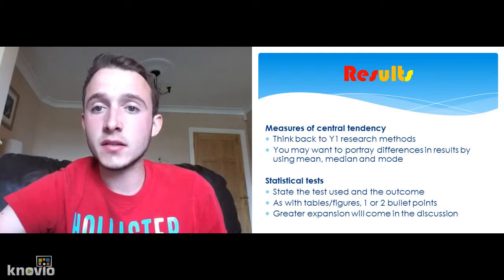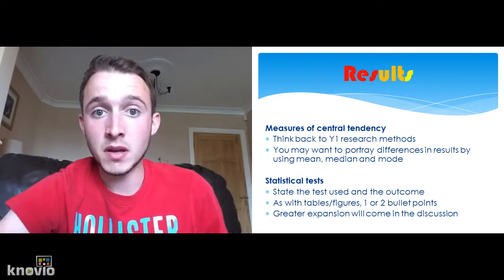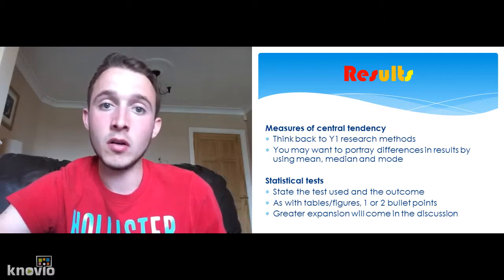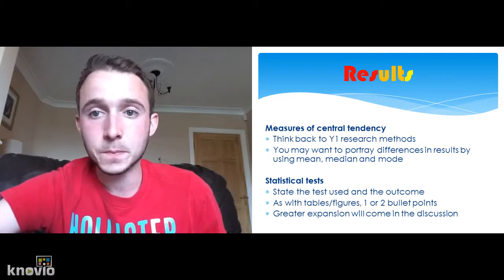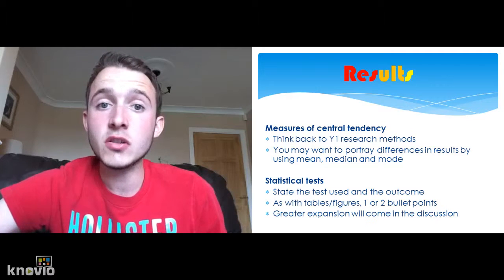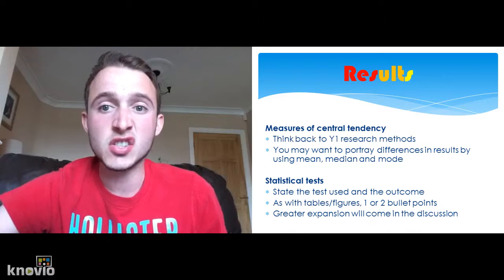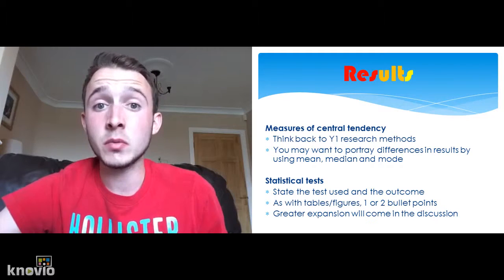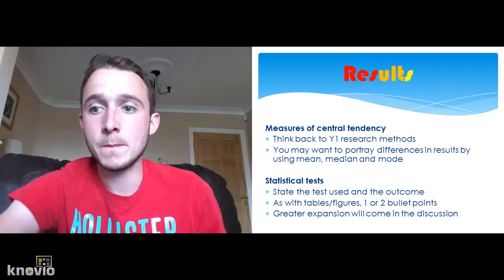Then we're going to statistical tests. So make sure you state the test that you've used, i.e. a t-test, Wilcoxon matched pairs test, and the outcome. That will probably be the t-value or the u-value or the p-value for whatever test it is that you've actually used. As with tables and figures, make sure you give a bit of a description. Couple of bullet points to explain what the test has actually shown. Don't go into too much detail though. The detail will come in your discussion chapter where you really get to grips with your actual data and you start to analyse it and push towards a higher grade.